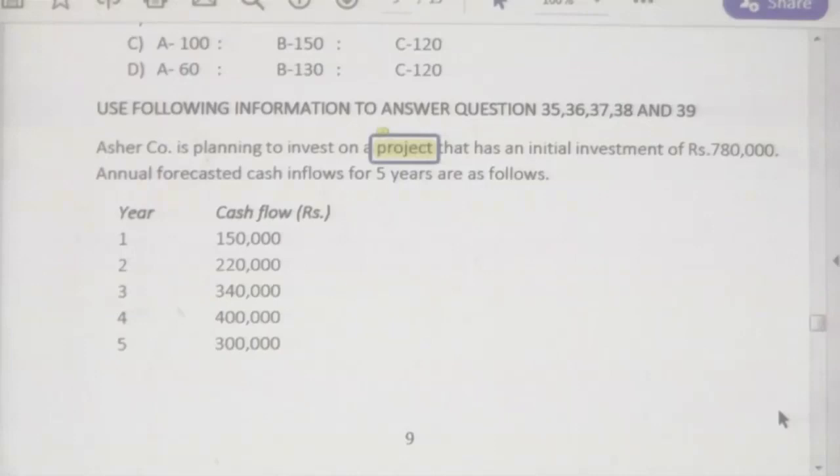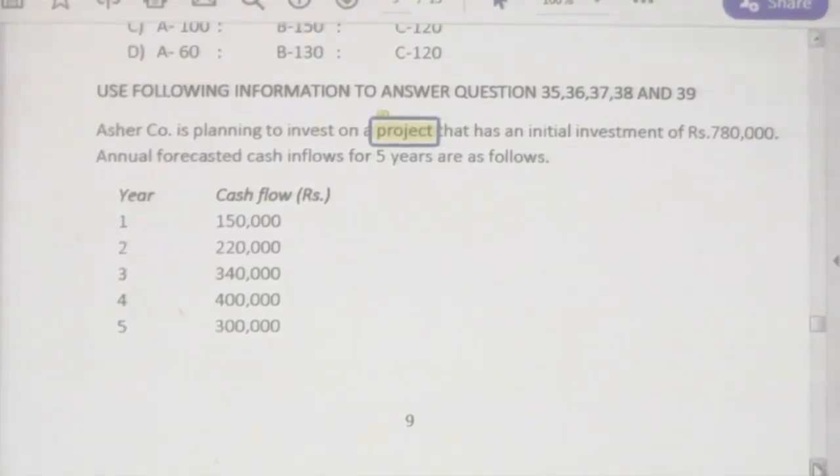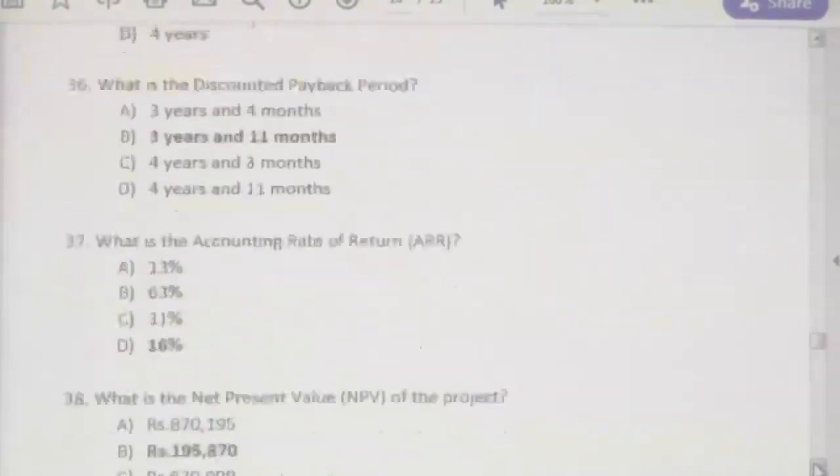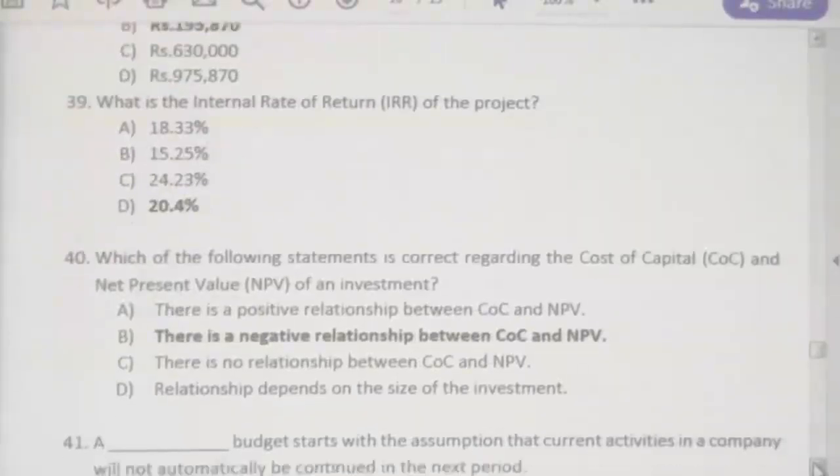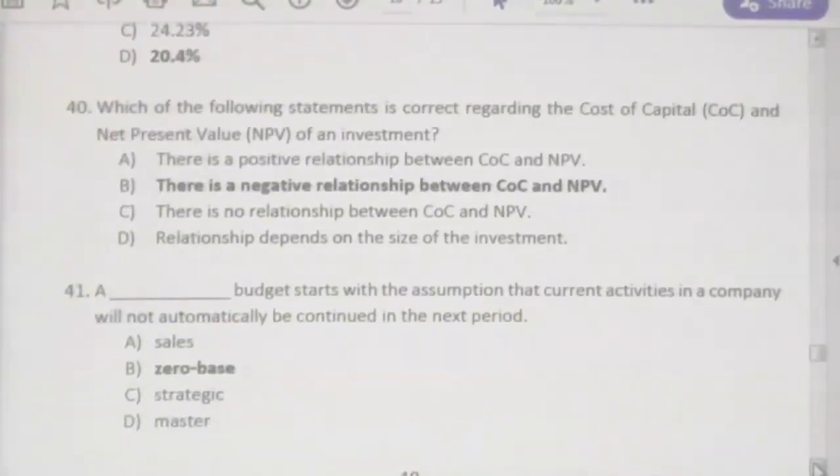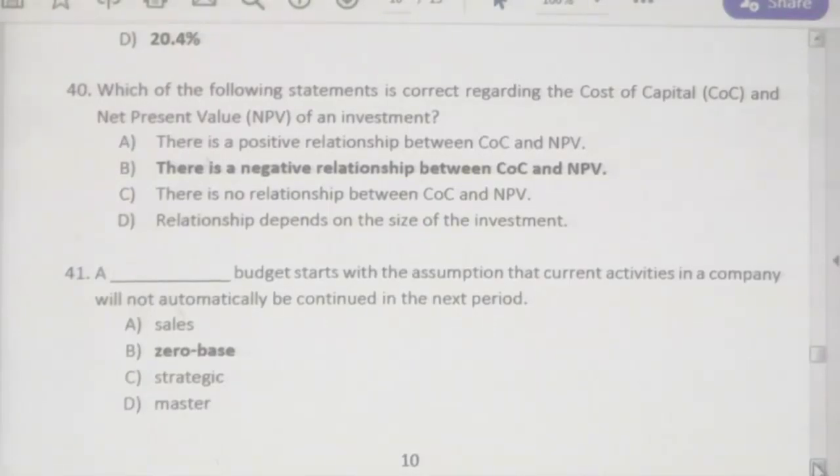Now, just see the advantages and disadvantages as well as the differences by referring to your study text. We are now moving on to the next question. Question 40. Which of the following statements is correct regarding the cost of capital and the net present value of the investment? Answer A: there is a positive relationship between cost of capital and NPV. No. I will show you on the whiteboard again.